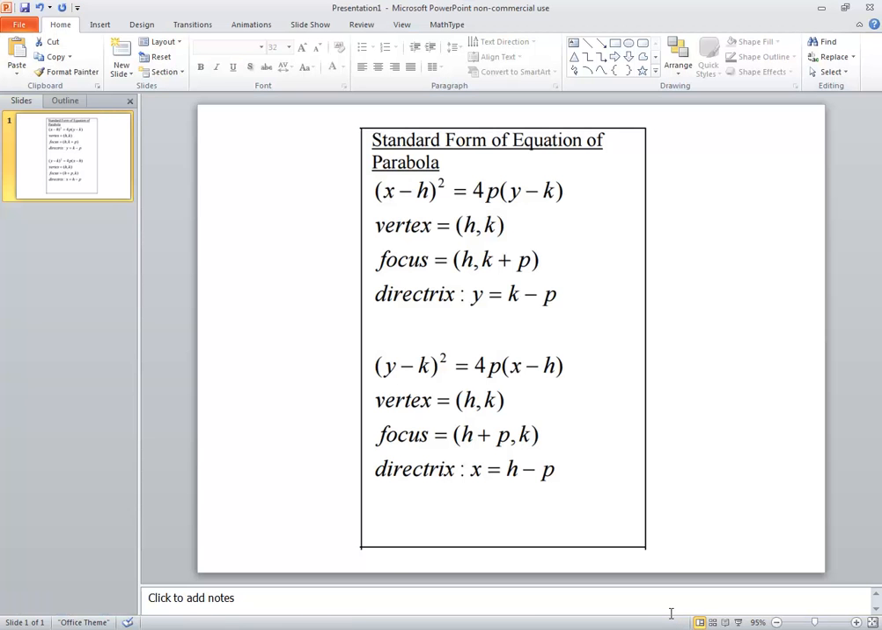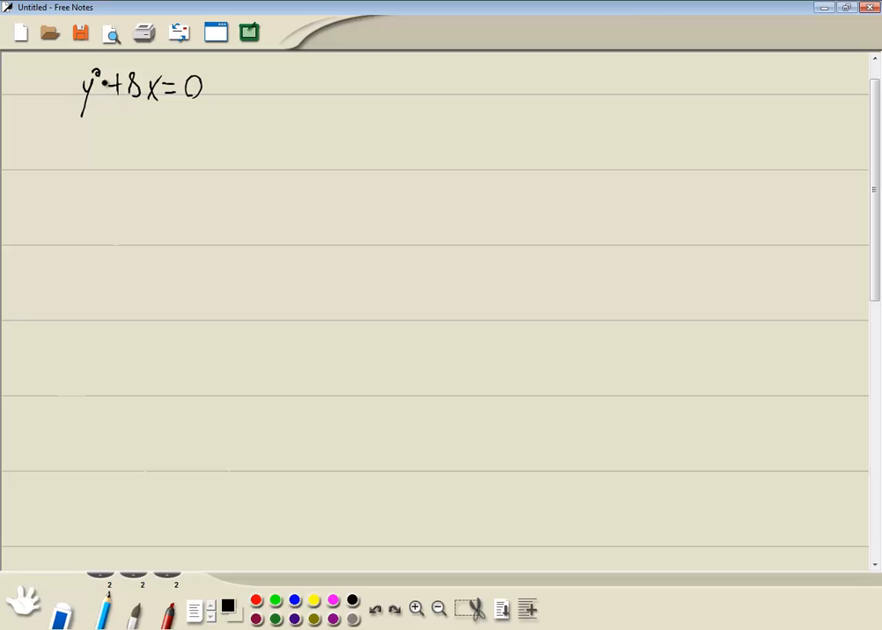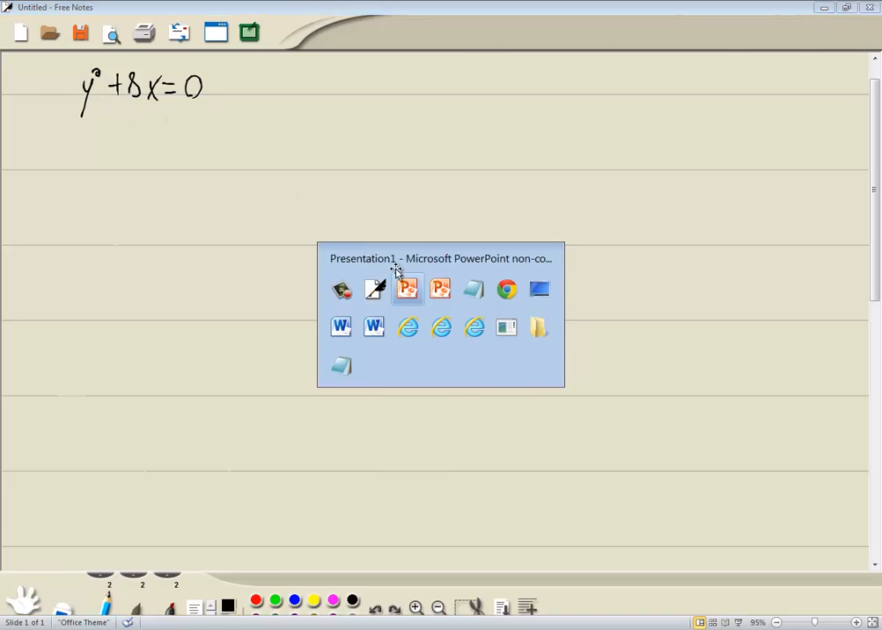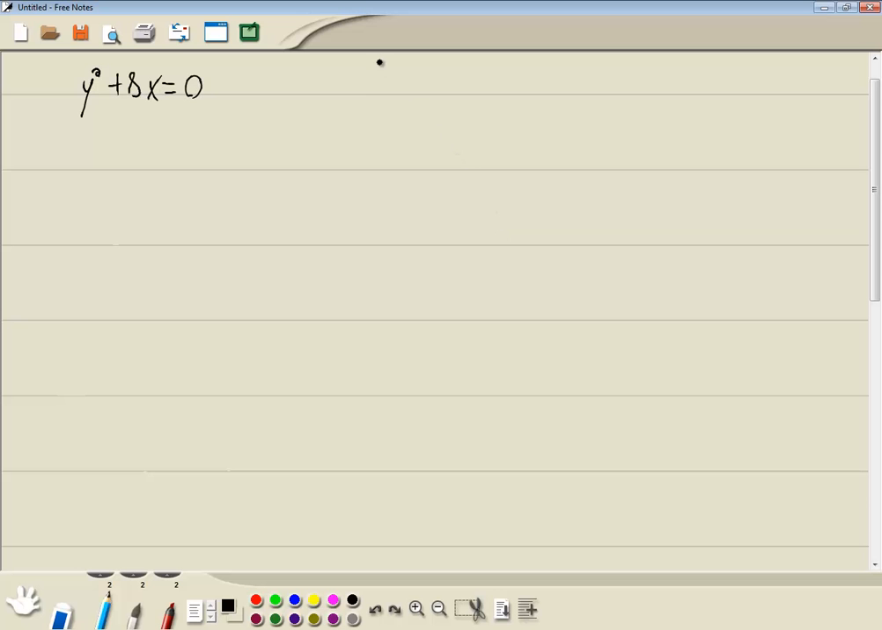We've got two formulas. The top one is where the square is on the x. The bottom one is where the square is on the y. In this problem, we've got the square on the y, so we're going to use the bottom formula. Our formula says (y minus k) squared is equal to 4p times (x minus h). That's our standard form. Now we're trying to get this to look like that.